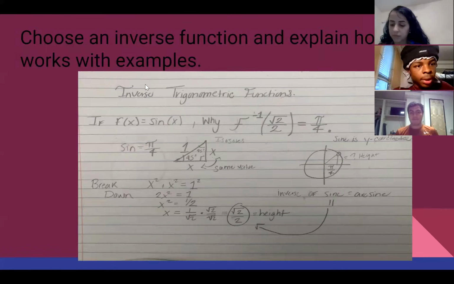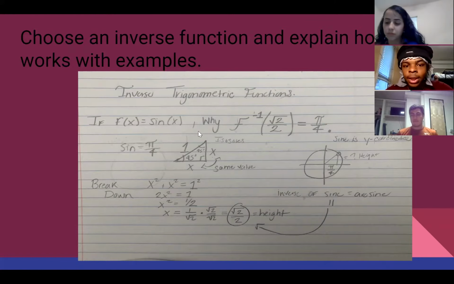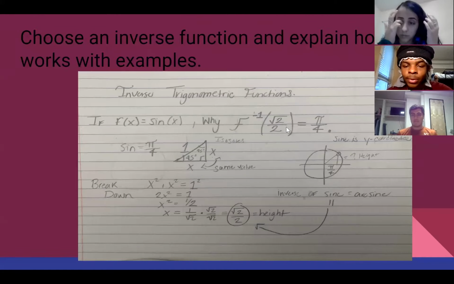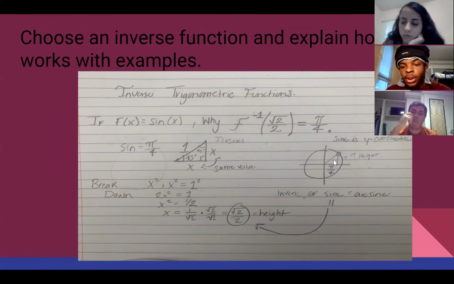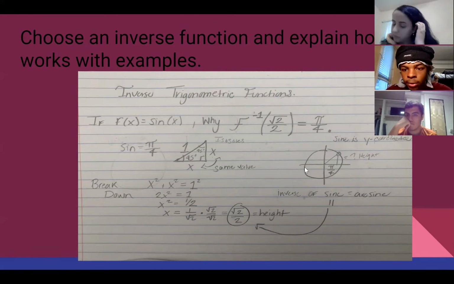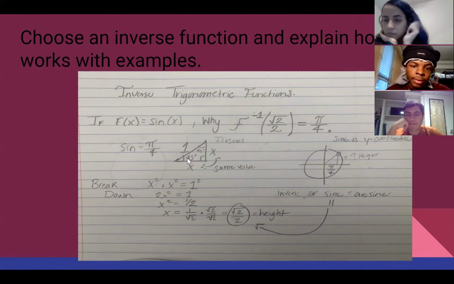As a result, it says choose an inverse function and explain how it works with examples. The function I chose is f of x equals sine of x. And f to the negative 1, the inverse of sine, of the square root of 2 over 2 is equal to pi over 4. So going back to what I just said, we have to first look at the unit circle and see where pi over 4 falls on our line in our triangles. Looking over here, we can see pi over 4 is at the very bottom, and it makes an angle of 45 degrees. Now we're looking for the height.